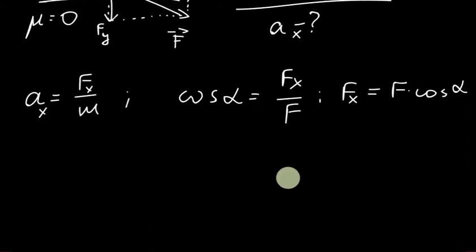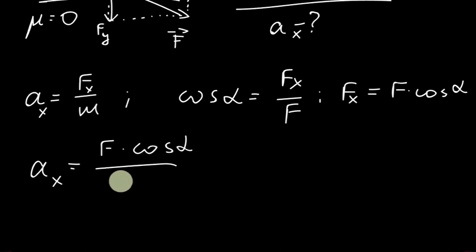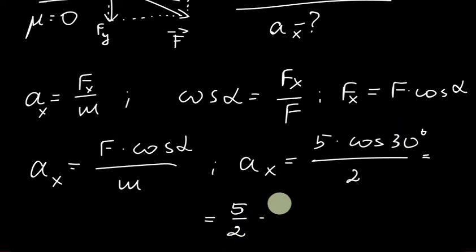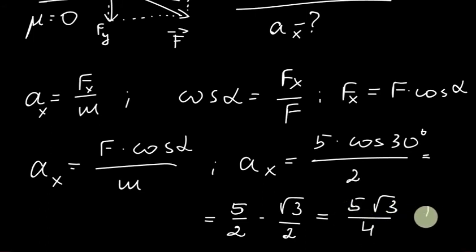That means that our acceleration on the x-axis is F times cosine alpha divided by the mass of the object. And we can easily calculate it now. It would be 5 newtons times cosine of 30 degrees divided by 2 kilograms, and we would get 5 divided by 2. Cosine of 30 is the square root of 3 divided by 2, so we would get 5 square root of 3 divided by 4. And our acceleration, oh, I'm sorry, I forgot the units. It would be meters per second squared. That would be our answer.